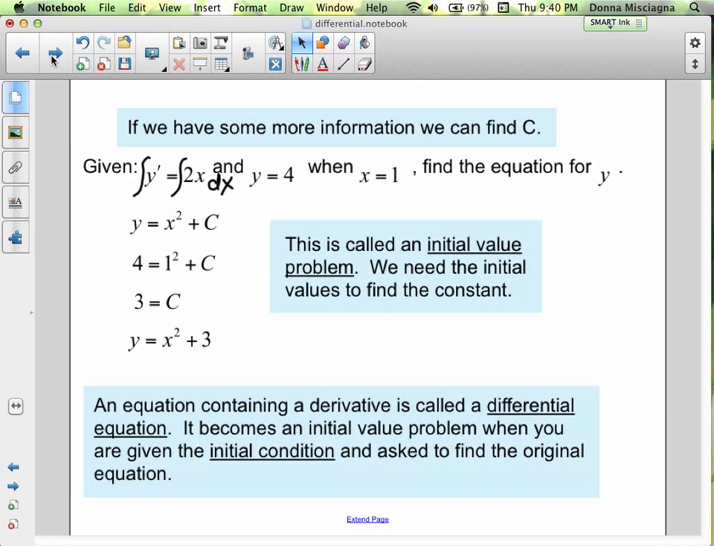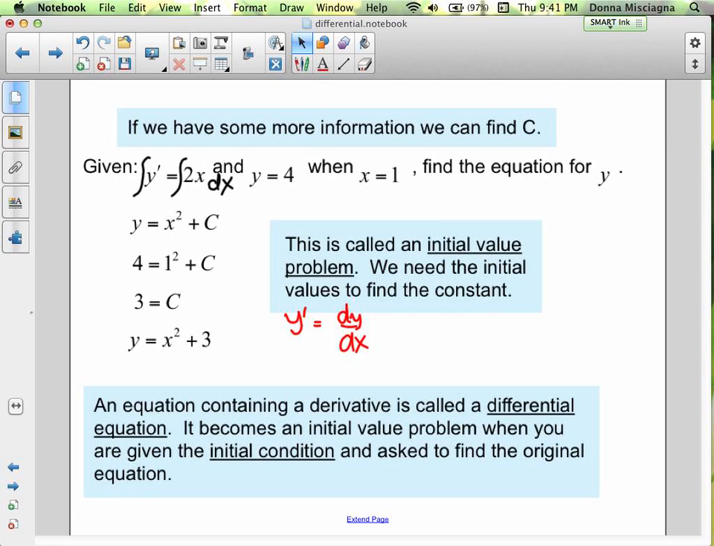If we have some more information, then we can find c. So y prime, that's the same as dy/dx. That is the derivative. So if we integrate y prime, we get y, because if we take the derivative of y, we get dy/dx, or y prime. And then when we integrate 2x dx, we would get x squared, and then plus c, because we have some constant that we don't know about.